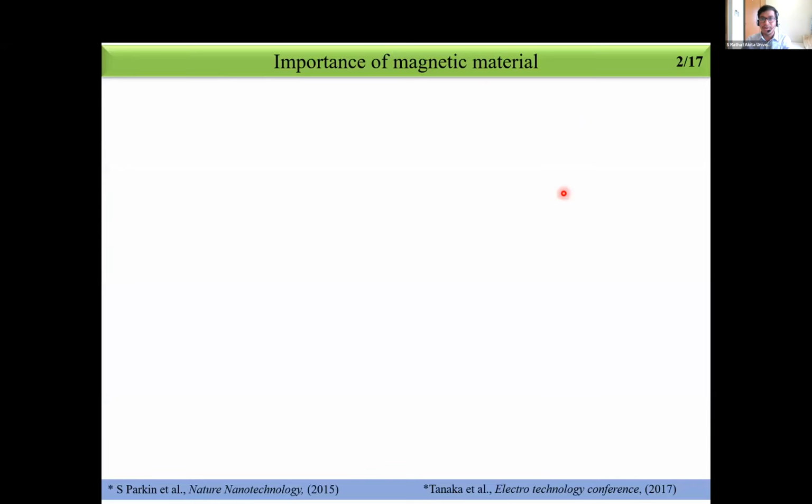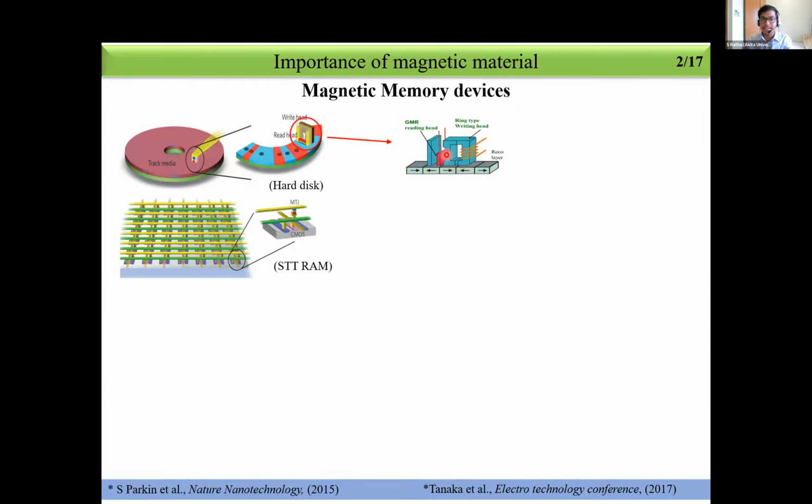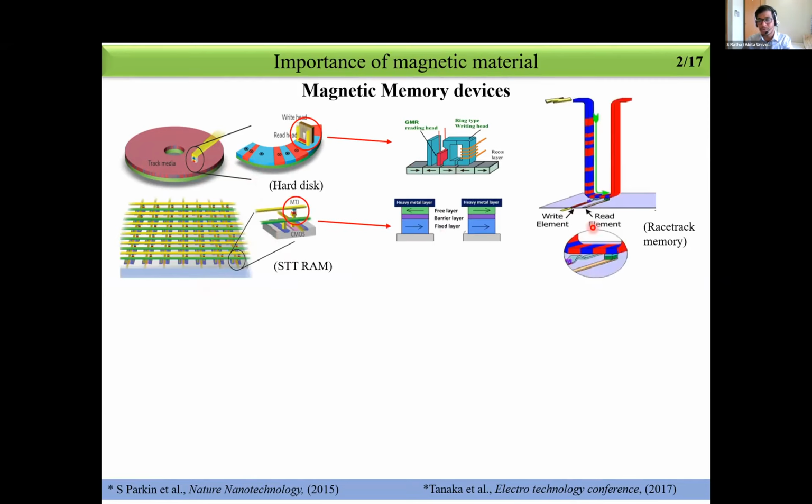Before going to the work, I would like to explain the importance of magnetic material in the case of magnetic memory devices. For example, in the case of hard disk drive, we write data on the platter by using inductive current by the coil. And in the case of STT-RAM also, we write data by using spin current. And in the case of the newly discovered racetrack memory also, we write data by using the spin current.